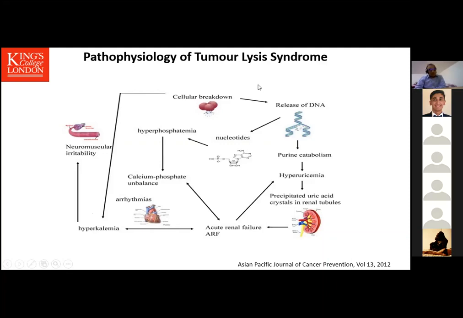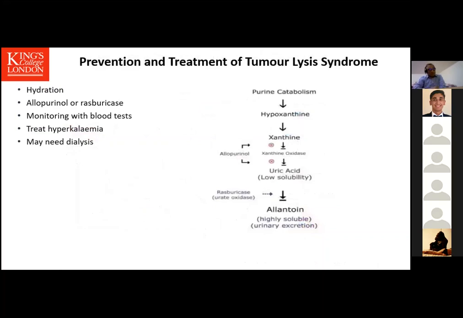And how we manage it, of course, you can imagine you have got a lot of debris of the cells. You like to give lots and lots of fluids, hydration. And then you give something to either destroy the uric acid, or you give something to retard the formation or production of the uric acid. So there are two main drugs, and again, you'll be quizzed, so please mark it down because these would definitely be an MCQ for you.